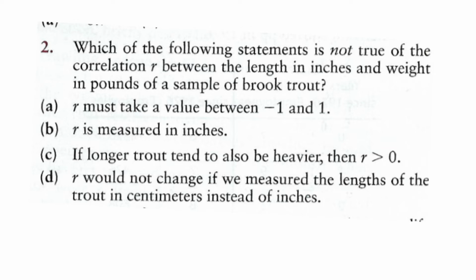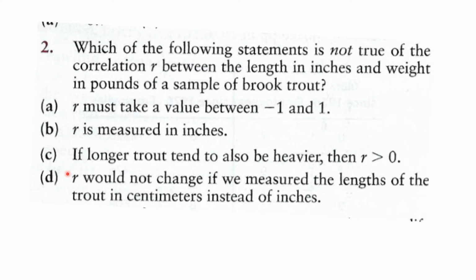You have a positive correlation, or a positive R. In other words, an R that's greater than 0, if as one variable increases, so does the other. So that's what's going on here. Trout with a higher length tend to also have a greater weight. So as length increases, so does weight. So that would be a positive correlation.